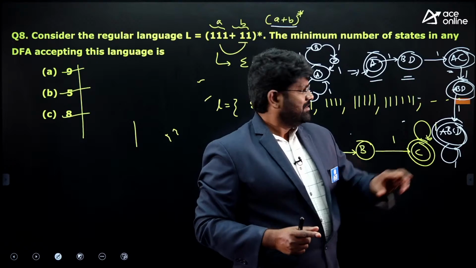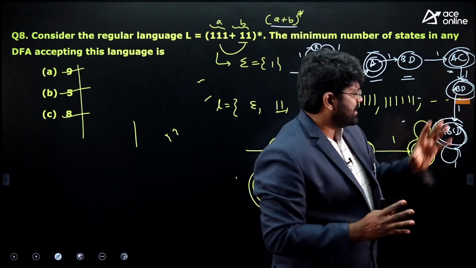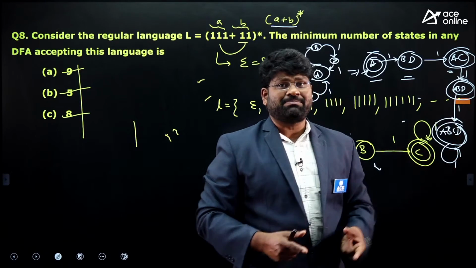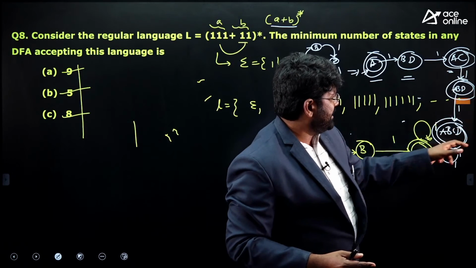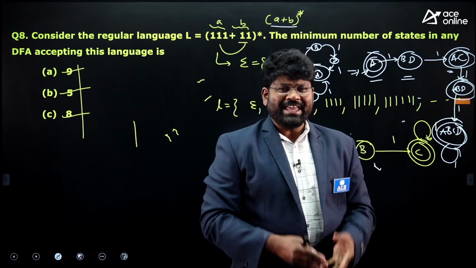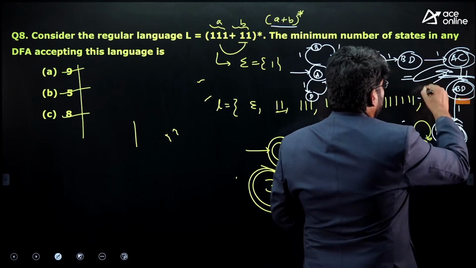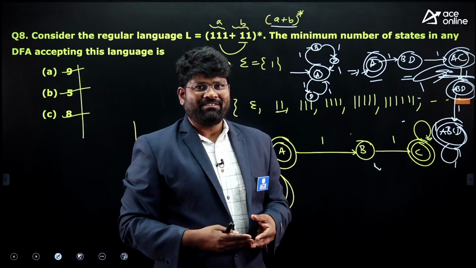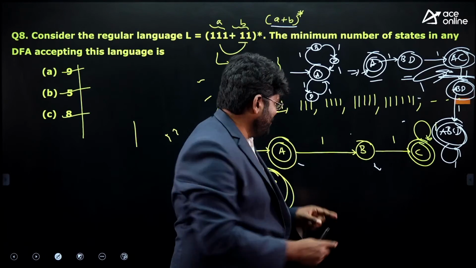You can understand, if you terminate either at AC or you terminate at ABD, your answer is accepted for all of them. Once you cross this, everything will get accepted here. Then why should you travel this much distance? You can cut it off. Then do the self loop for the 1 here. That's how you got this diagram here.